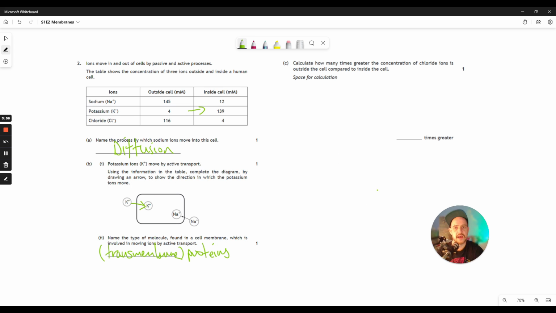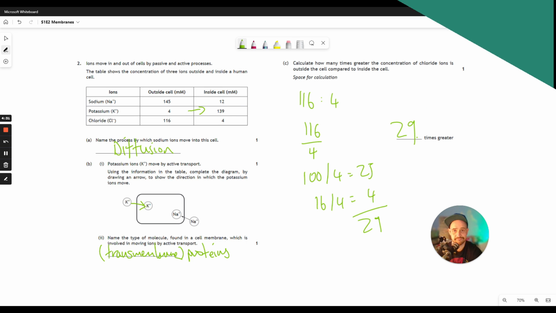Last question then, some basic maths. Calculate how many times greater the concentration of chloride ions is outside the cell compared to inside the cell. So we've got 116 outside the cell, and we've got 4 inside the cell. So it's quite simply 116 divided by 4. Now, you'll have a calculator with you in the exam, so you can just plug it into your calculator. But if you're doing it mentally, like I am, 100 divided by 4 is going to be 25, and then 16 divided by 4 gives me 4, so the total there is 29. It's 29 times greater outside the cell than inside the cell.